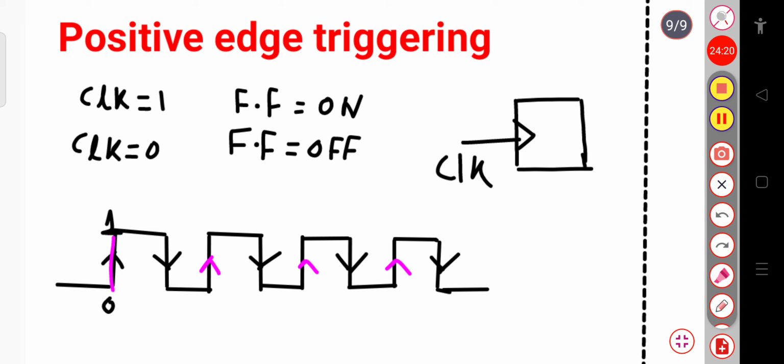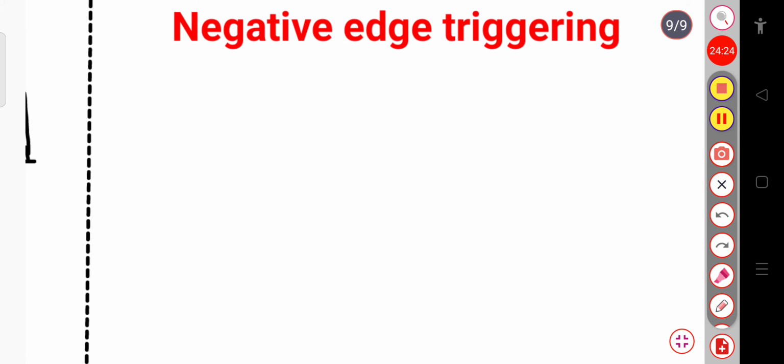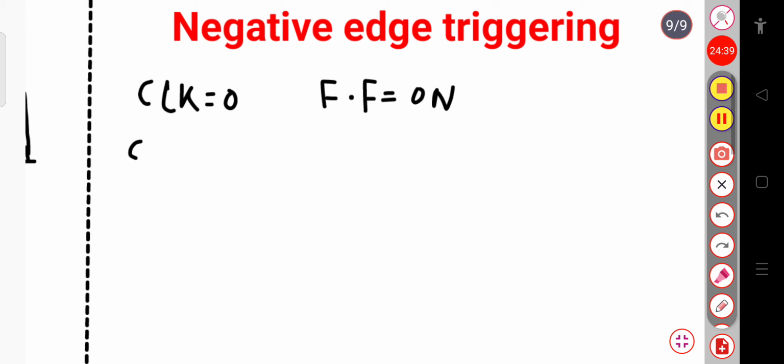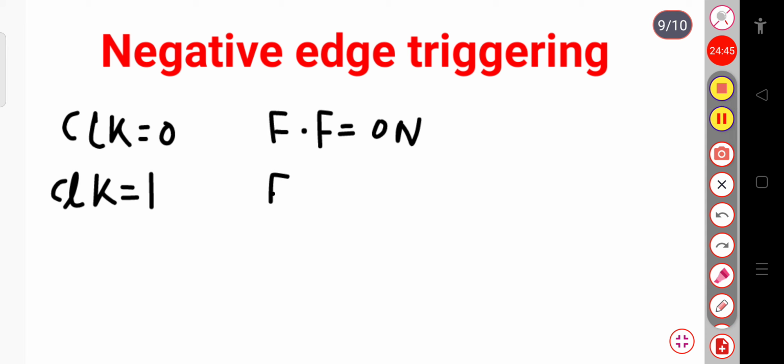Okay. Now in case of negative based triggering, when clock is given 0, then flip-flop is considered to be in the on state. This is in the on state. And when the clock is given 1, then the flip-flop is in the off state. Okay, this is in the off state.